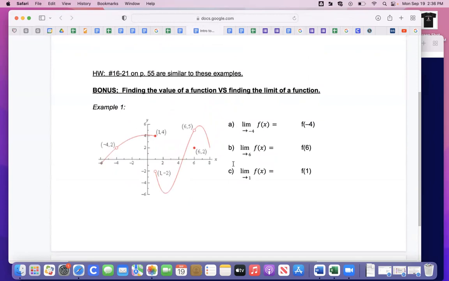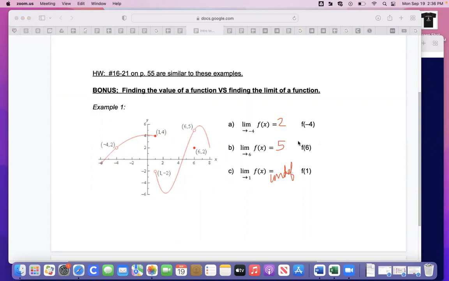So we already did A, B, and C as the limit approaches things, right? We already did this back on example 1 on page 3, or on the front of page 2. Just to recap this, the limit as the function is approaching -4 was 2. As it approaches 6, it was 5. And as it approached 1, it was undefined.